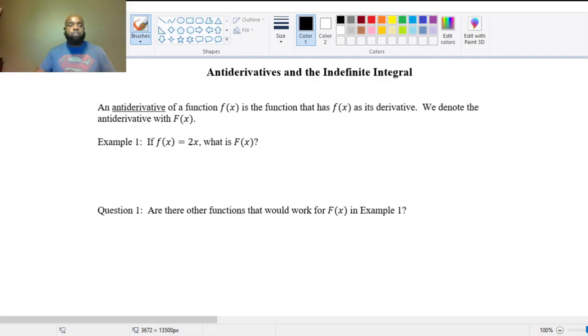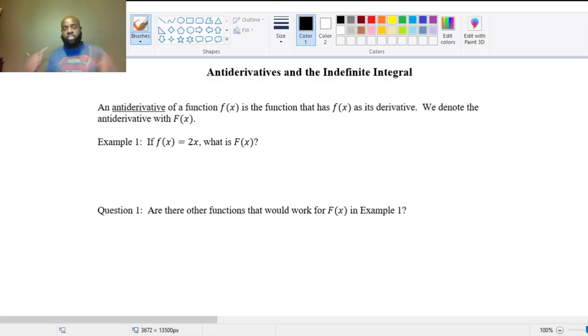An antiderivative of a function f of x is the function that has f of x as its derivative. So it's kind of like the undoing of a derivative. That's why we call it an antiderivative. In this section of our notes, we're going to denote the antiderivative as capital F of x. So let's try to wrap our minds around what's going on here when we find the antiderivative. It says, if f of x equals 2x, what is capital F of x, or the antiderivative?